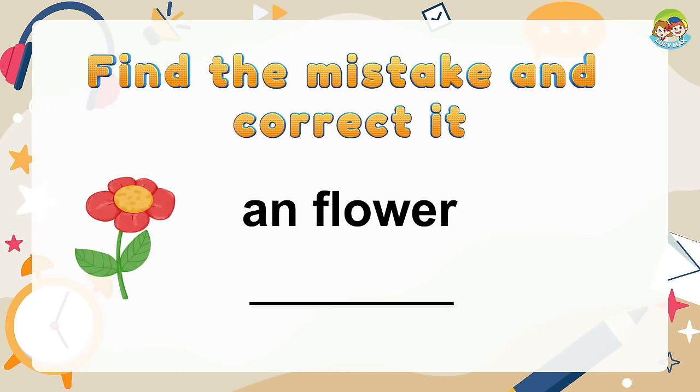An flower. Flower begins with a consonant. We do not use an with consonants, so you write a flower on the line.